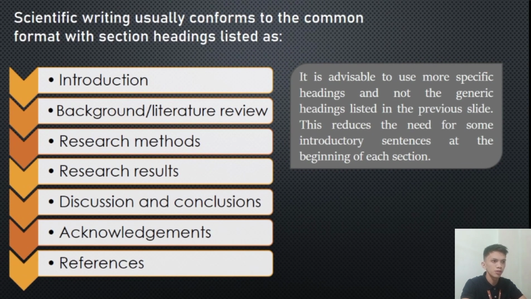Scientific writing usually conforms to the common format with the section headings listed as Introduction, Background or Literature Review, Research Method, Research Result, Discussion and Conclusions, Acknowledgement, and References. It is advisable to use more specific headings and not the generic headings listed. This reduces the need for some introductory sentences at the beginning of each section.